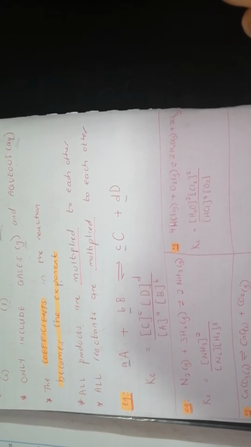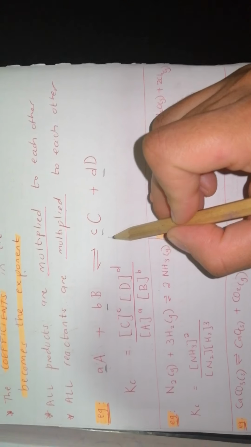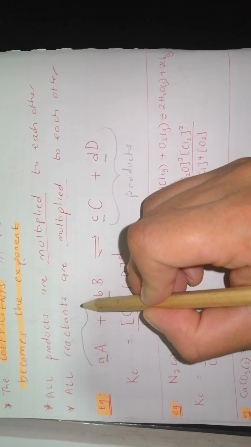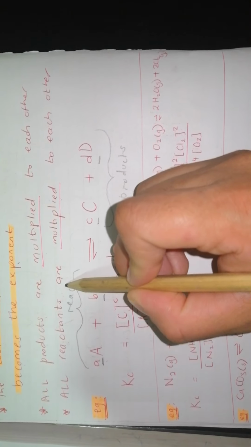Now if you are going to calculate Kc, remember Kc is equal to the concentration of the products over the concentration of the reactants. All of the products are multiplied to each other, and all of the reactants are multiplied to each other. So let's look at this. If you look here in this reaction, C and D are the products, right? So C and D are products, so that's going to be the numerator, and A and B are the reactants. So the reactants will become the denominator.